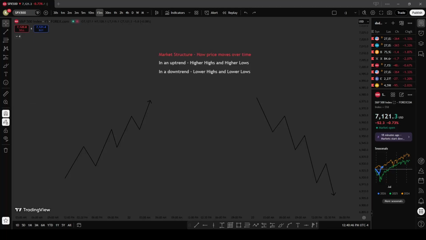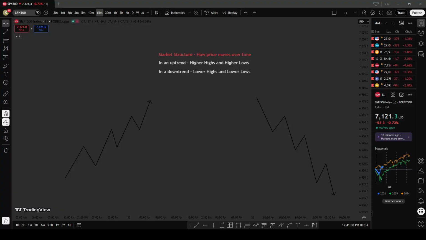Most traders don't actually read structure, they just react. So they see price going up and they'll buy. They see price going down and they'll sell. But by the time they enter, the move has already finished. And that's why you get into scenarios where it feels like you're always late to trades.